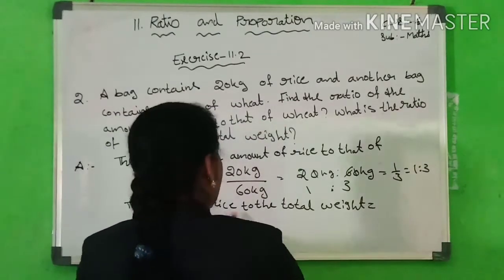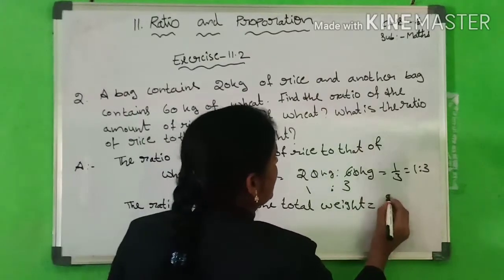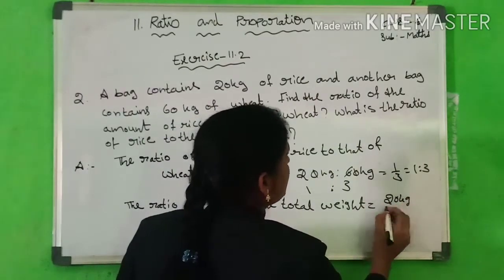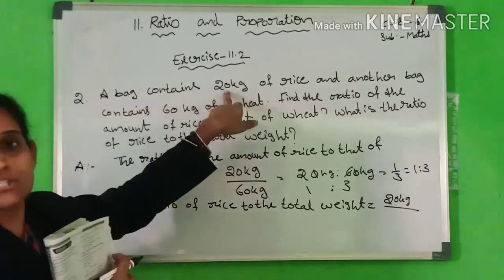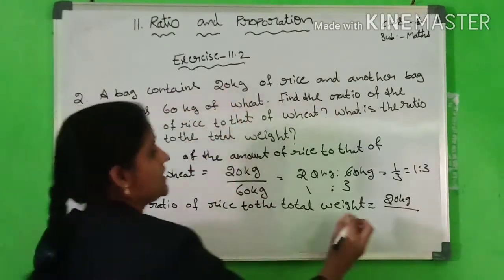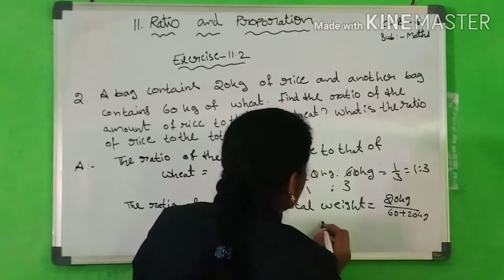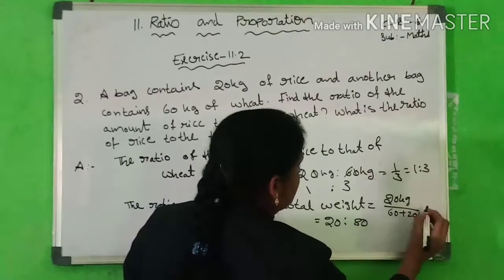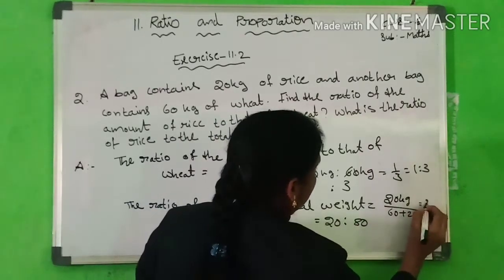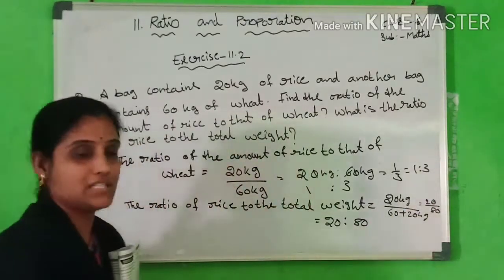The ratio of rice to the total weight. What is the rice weight? 20 kgs. And what is the total weight? You have to check it: 60 plus 20. What is the answer? Total weight is 60 plus 20 kgs, means 20 is to 80. 20 by 80.